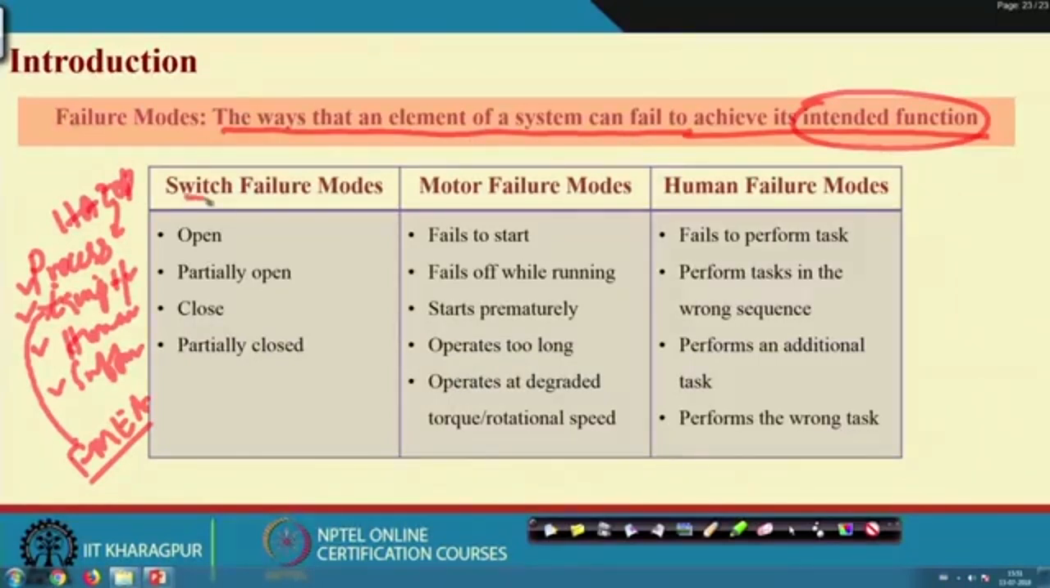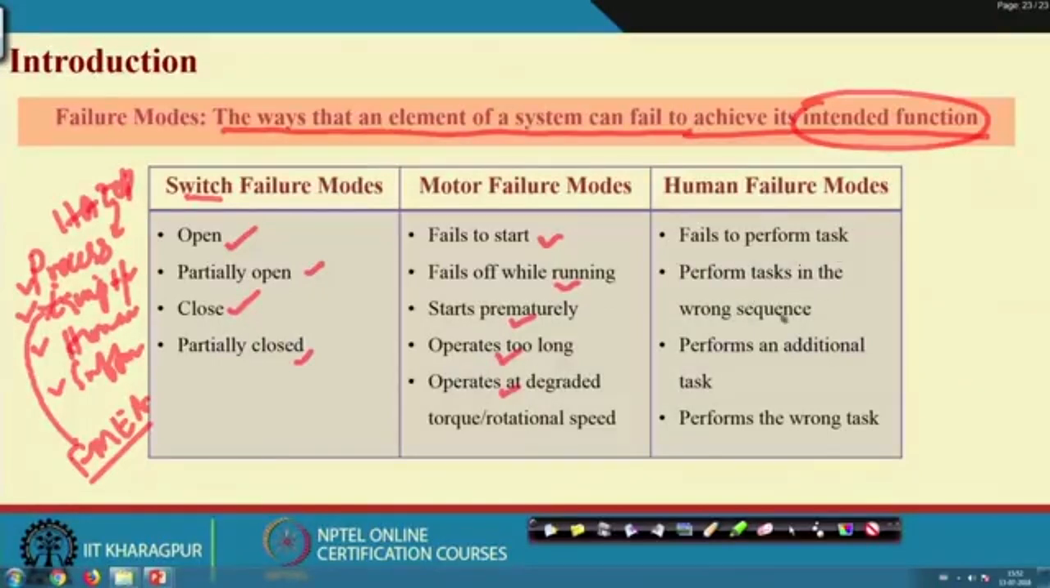For example, take an electrical switch, which all of you know. You want to close the switch, but it remains open; that is also a failure mode. On the other hand, suppose you want to open the switch, but it is in closed mode. Similarly, it may be partially open or partially closed, and maybe you can add something more here. Now a motor fails to start, fails off while running, starts prematurely, operates too long, or operates at degraded torque or rotational speed. These are the pump motor failure modes. If you say pump, the pump failure modes will also be similar, because the pump itself has a motor. Now human failure mode: the human fails to perform a given task.